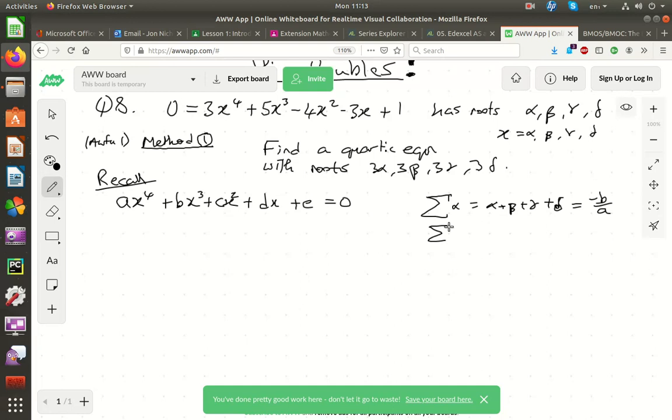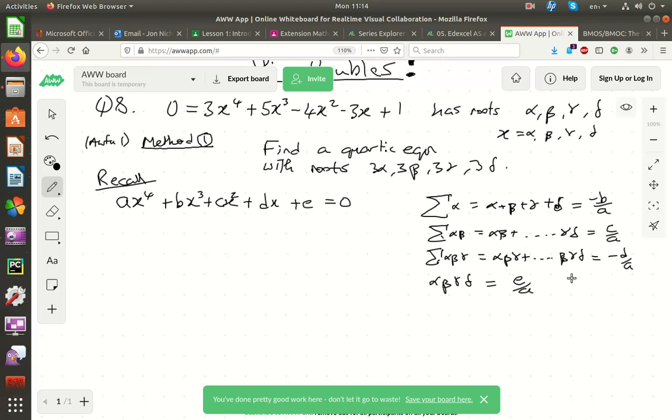The sum of the product pairs, which is where you do alpha beta plus alpha gamma plus alpha delta. There's 6 of them, and eventually you're going to end up doing gamma delta. That's going to be c over a. The sum of the triples, alpha, beta, gamma, where you do the triples multiplied together, and there's going to be 4 of those, with the last one beta, gamma, delta. That's minus d over a. And lastly, the product of them all times together. That's just going to equal e over a.